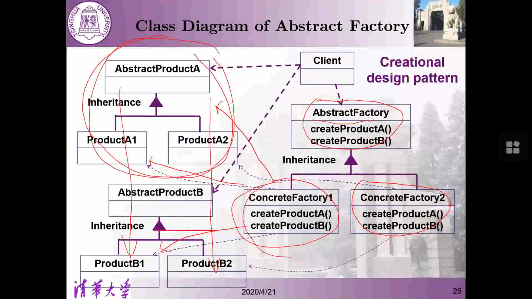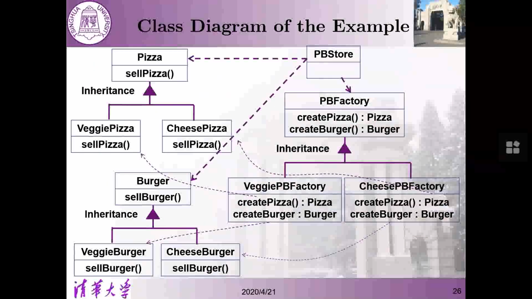Okay, so this is abstract factory. Each concrete factory corresponds to a series of products. So here is the theory 1, and here is the theory 2. Right? So this is the class hierarchy. Coming back to our pizza store example, you can see that this is the veggie factory, which corresponds to the veggie theory, and the cheese factory corresponds to the cheese theory.